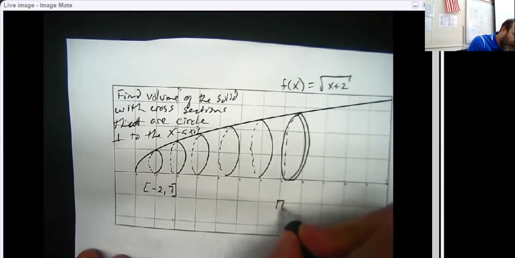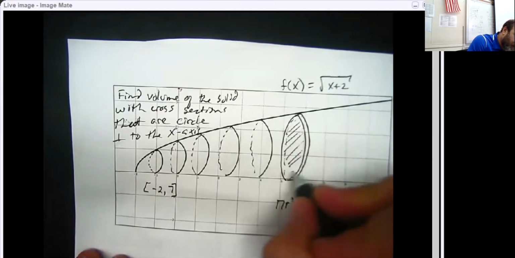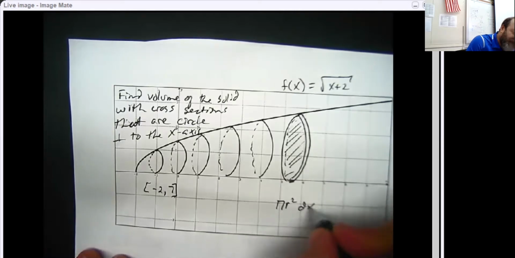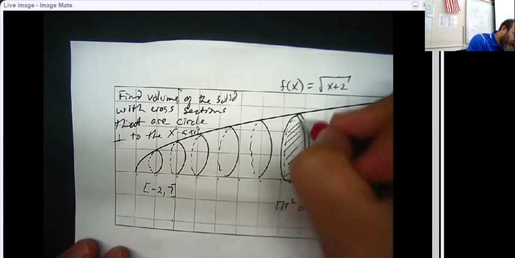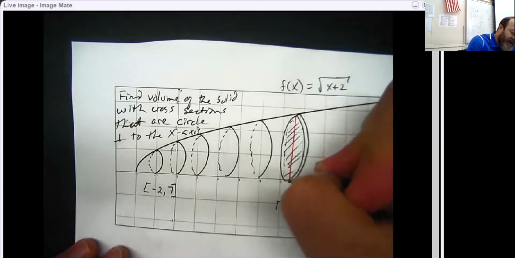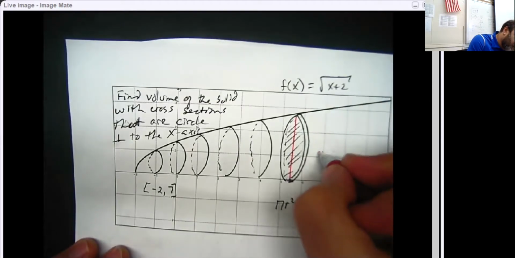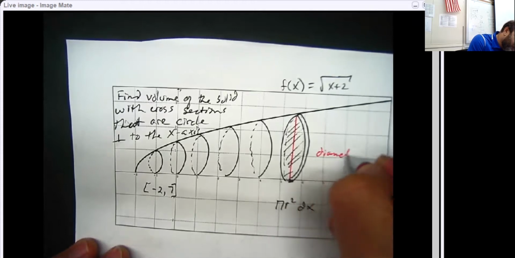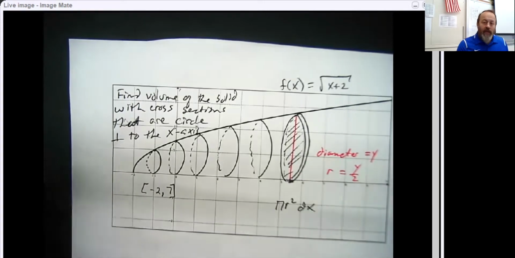So it would be pi r squared, the area of the circle, times the thickness, which is going to be dx. So a little trick there. Now what you're going to notice is in this shape, from here to here is actually not the radius, that's the diameter. So the diameter of the circle is y, which means y over 2 would be its radius.